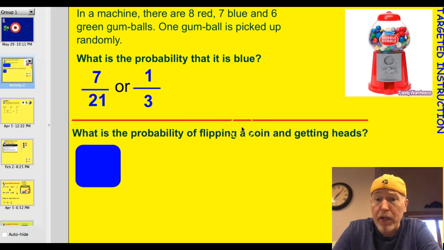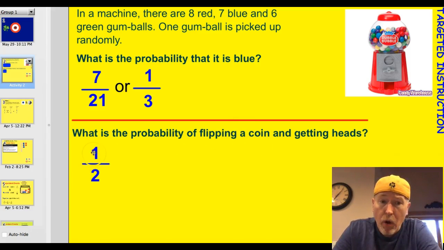What's the probability of flipping a coin and getting heads? Here's another example. Well, total of 2 outcomes. 1 heads, or 1 favorable outcome, so it's 1/2. There's your review for tonight.